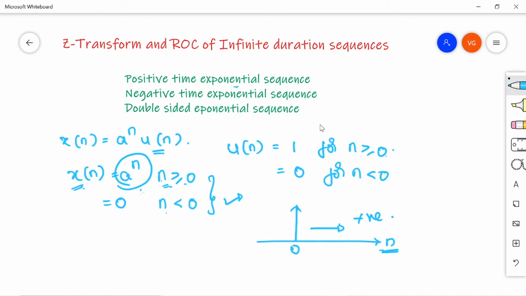Suppose if n is equal to 1, it is a power 1, then a power 2, a cube. Depending upon the n value, x of n value also changes exponentially. So that's why this is called positive time exponential sequence. Coming to ROC, the region of convergence for this type of signal is mod z greater than mod a, as it is a positive side sequence. So mod z is always greater than mod a. So the derivation along with the explanation here will be given in further videos for this.